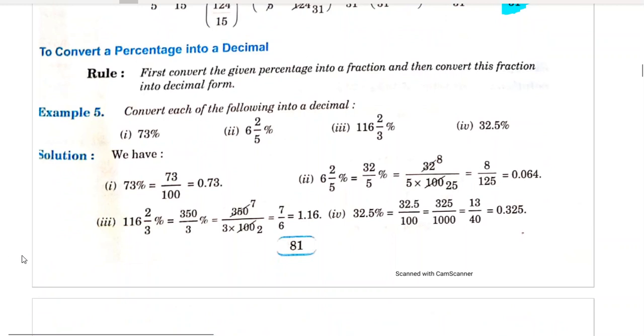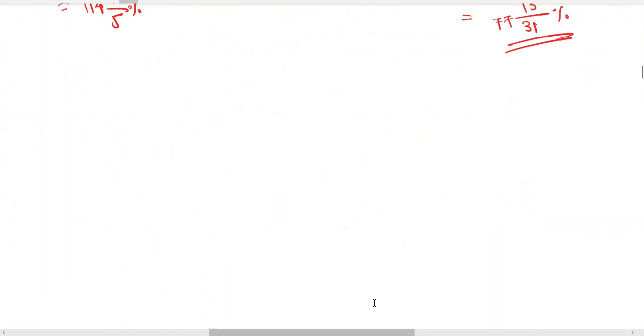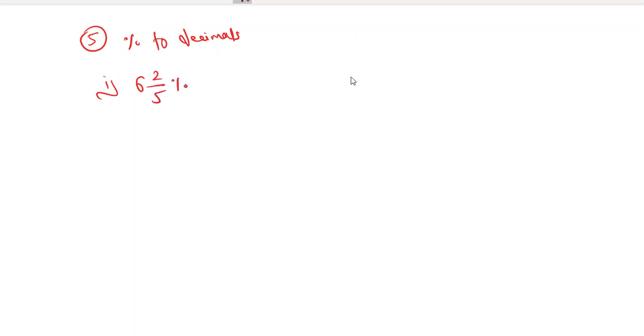Next skill, the fifth skill, is to convert percentage to decimals. Let's try two questions from here. I'm going to try the second one and the fourth one: 6 2 by 5% and 32.5%, percentage to decimals. The first one is 6 2 by 5%, and the second one is 32.5%. Remember, I have to convert it into decimals.